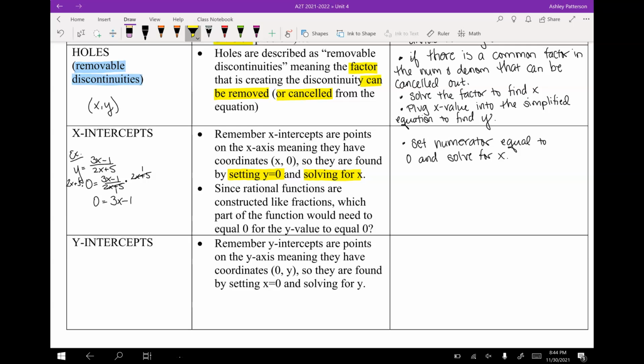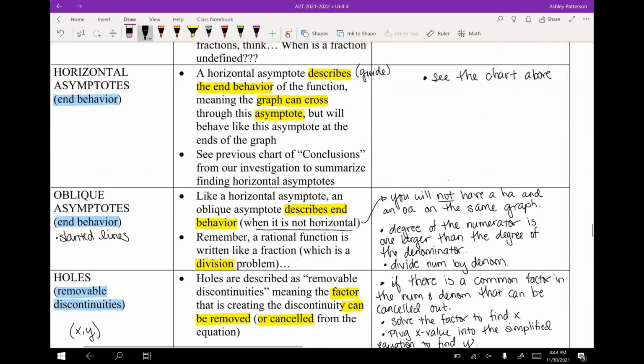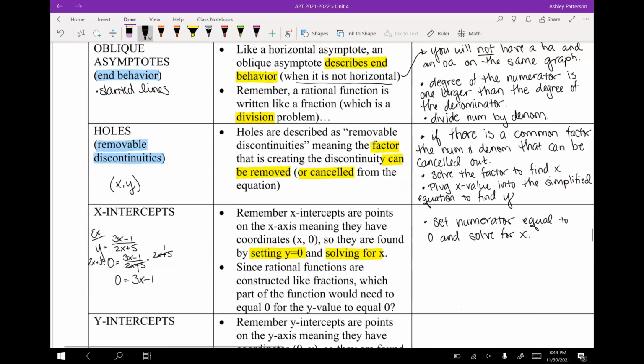Okay, for the last one, our y-intercepts. Remember that y-intercepts are points on the y-axis, meaning that the coordinate is 0, y. So we're going to set x equal to 0 and solve for y. Whew! All right, everyone. So these are all of our characteristics that we're going to need to find.